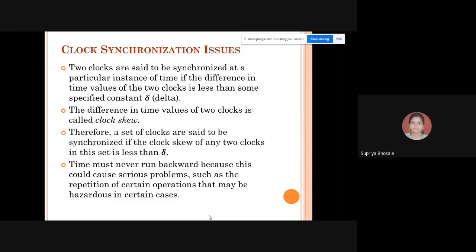So therefore a set of clocks are said to be synchronized if the clock skew of any 2 clocks in this set is less than delta. OK, so the minimum time that we have set, up to which we can allow the difference between 2 clocks, we will keep our clocks below that and bring them to a synchronized state.